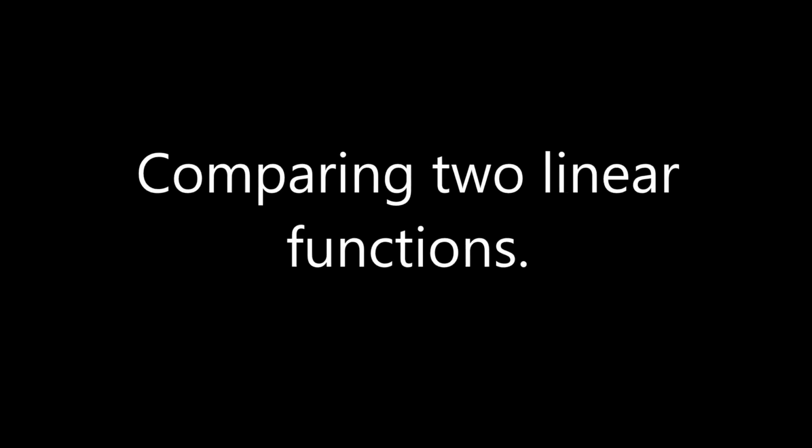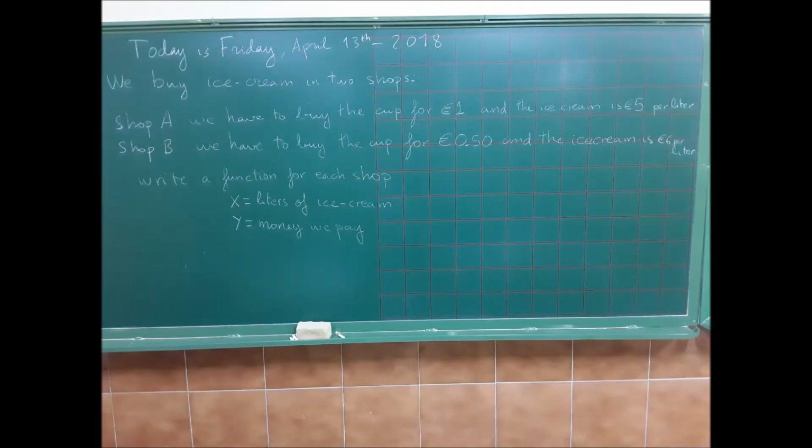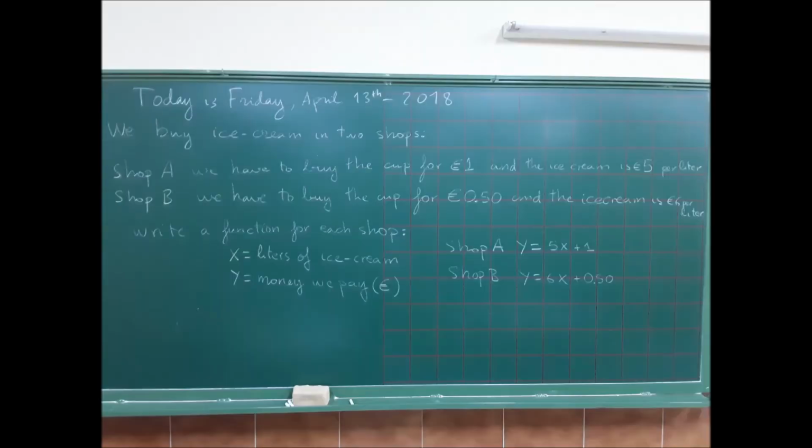In this first exercise, we are going to compare two linear functions. We have two shops to buy ice cream. In shop A, we have to buy the cup for €1 and the ice cream is €5 per liter. Shop B, we have to buy the cup for 50 cents and the ice cream is €6 per liter. So first, we are going to write a linear function for each shop.